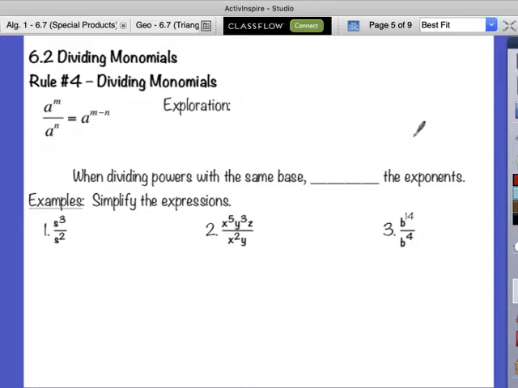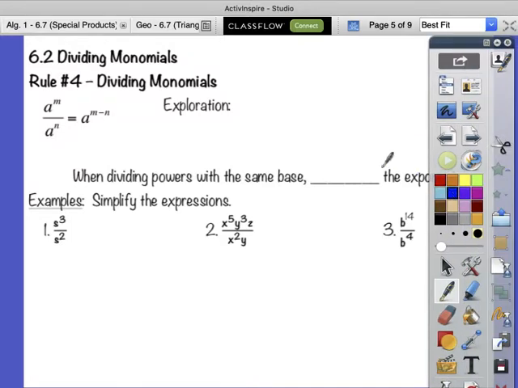Now, last time we went over these three different rules for exponents, talking about rules of multiplication. Now we're talking about rules of division, kind of the other side of the coin there. So we're going to start here with dividing monomials.